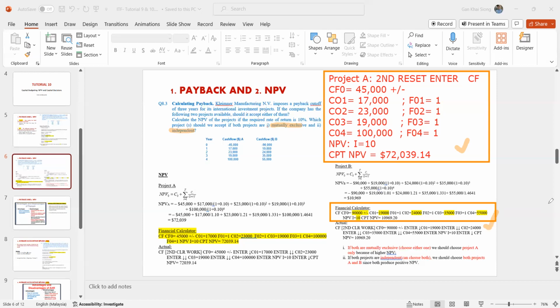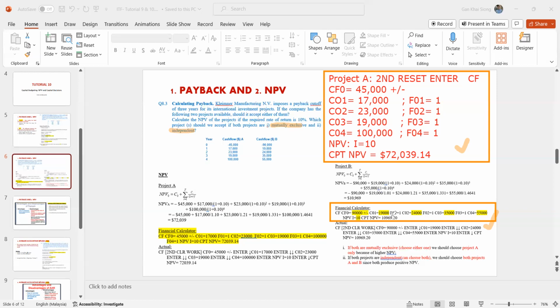So if you compare between payback and NPV, the first two rules, which one is better? Of course, it's NPV. Now, why is NPV better? Because first of all, NPV takes into account the time value of money. Remember, when you key in your NPV, you key in the I. The I basically is the rate of return that you take into account, which takes into account the time value of money. Unlike payback period, which doesn't even recognize all this.